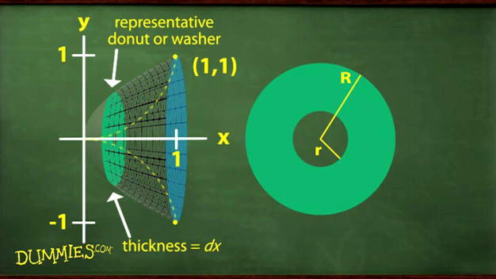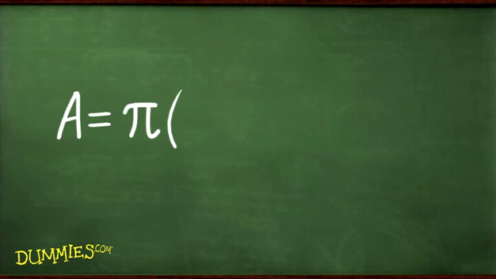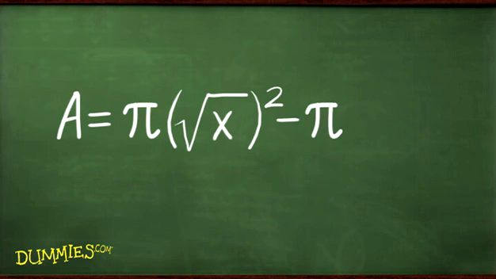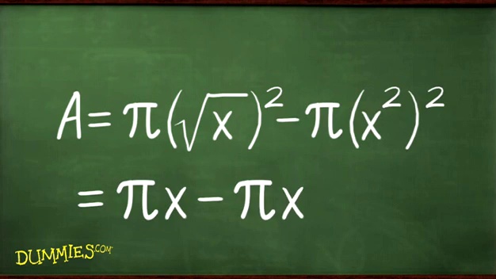Next, figure the area of a thin cross-sectional washer. Each slice has the shape of a washer, so its area equals the area of the entire circle minus the area of the hole. The area of the circle minus the hole is pi times the radius of the large circle squared minus pi times the radius of the small circle squared. For this problem, the outer radius is r equals the square root of x, and the radius of the hole is r equals x squared.